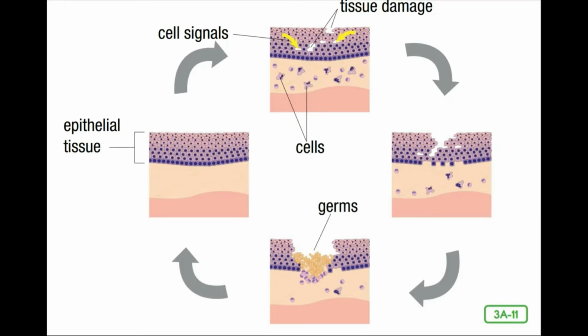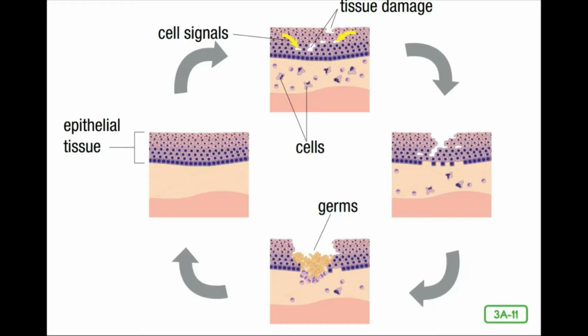Epithelial. All right, all together, ready? Epithelial. What a big word for tissue that covers and protects. Sheets of cells packed closely together make up epithelial tissue. Does this picture look familiar?